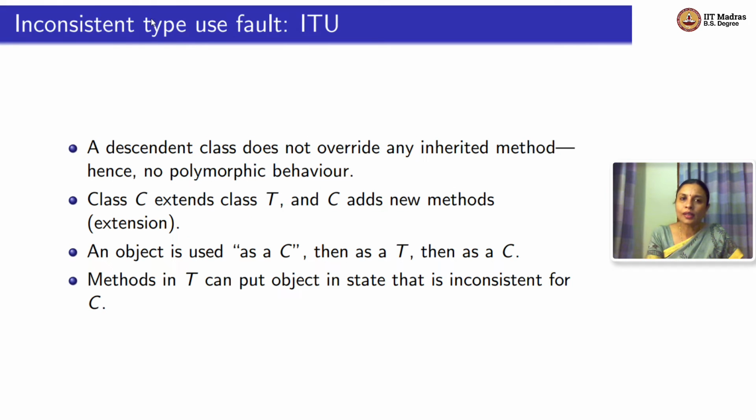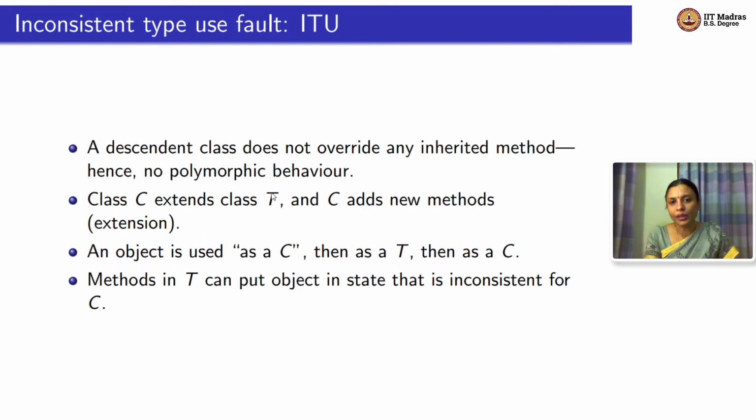First one, inconsistent type use fault, ITU. Here, a descendant class does not override any inherited method. So there is no polymorphic behavior. So because of this, there could be issues. Because of the lack of polymorphic behavior, when it was intended to behave in a polymorphic way, there could be issues.